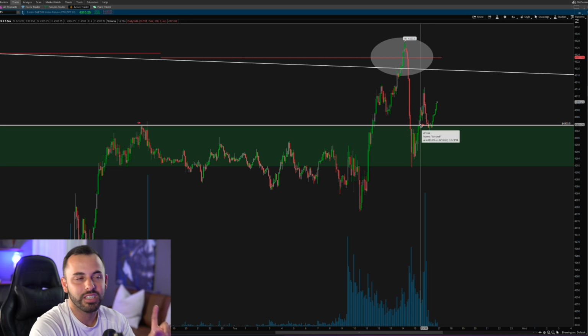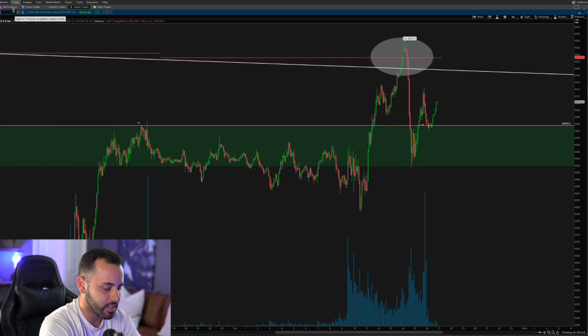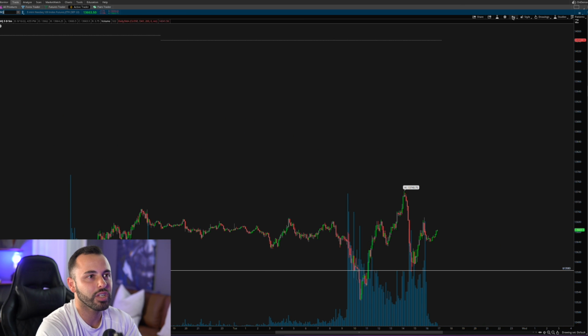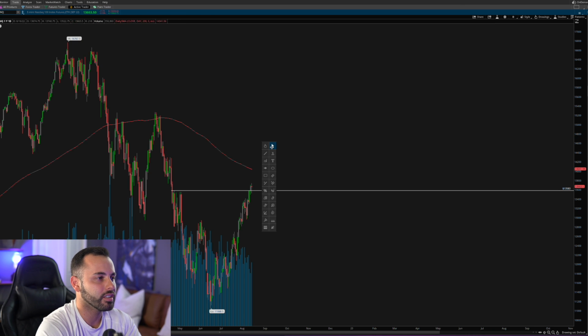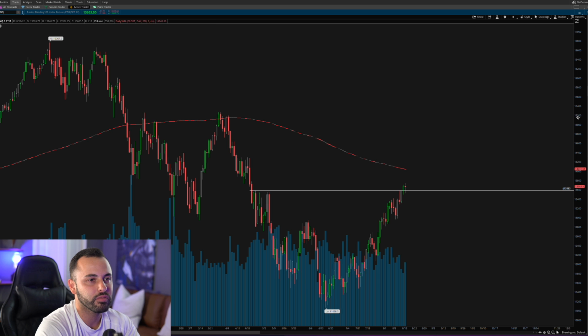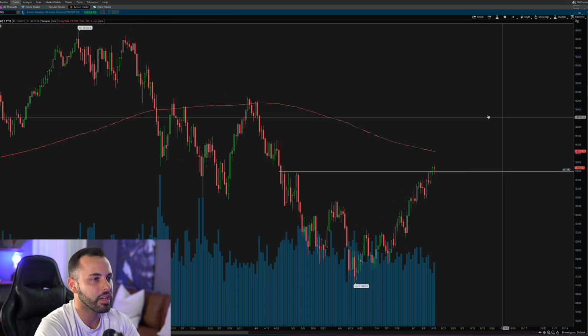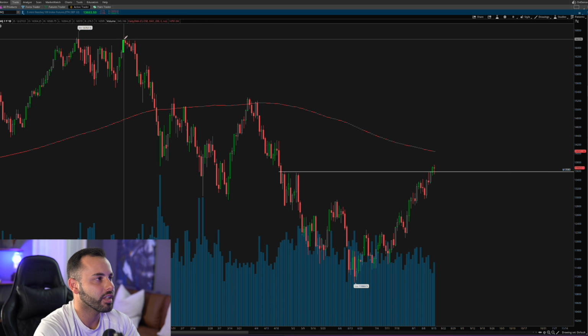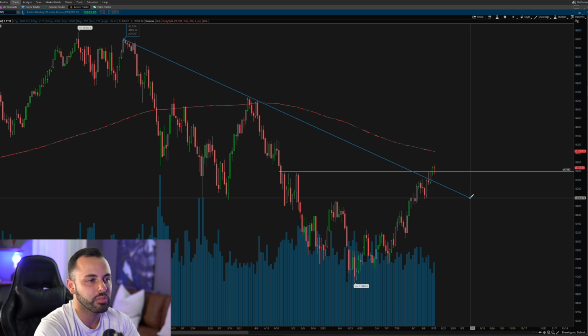Now, it's not just the ES. Let me go ahead and pop into the Nasdaq, show you guys the Nasdaq chart. We're going to go to the daily chart. We're going to look at the same few levels. We're looking at the 200 SMA. We're looking at the long-term downtrend, which is right here, which we have broken on the Nasdaq.